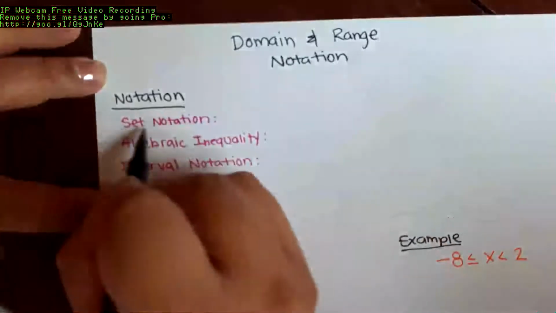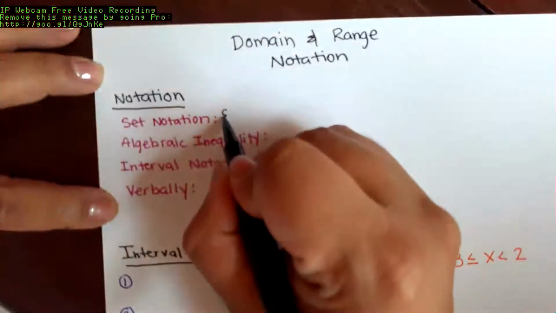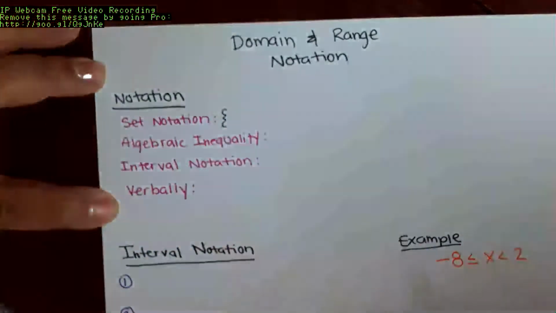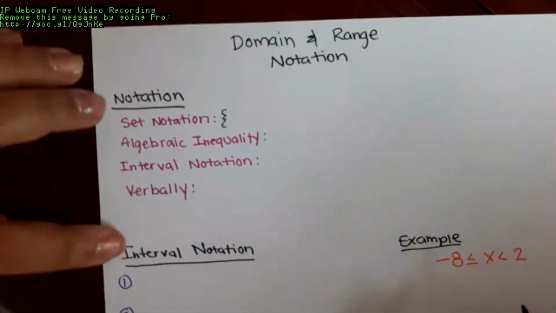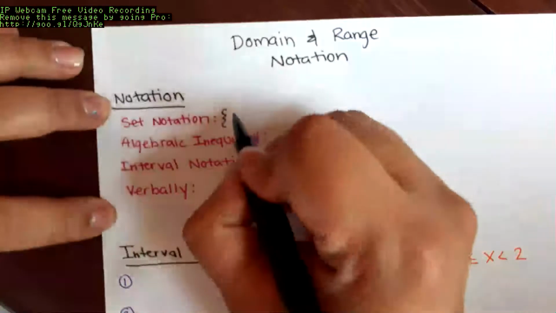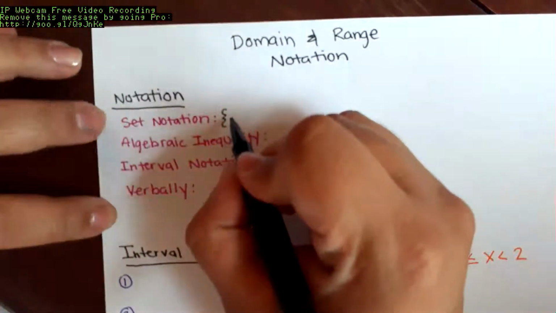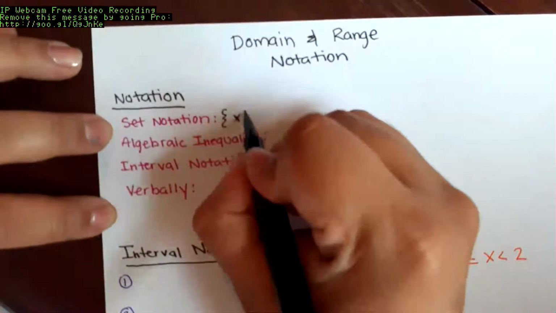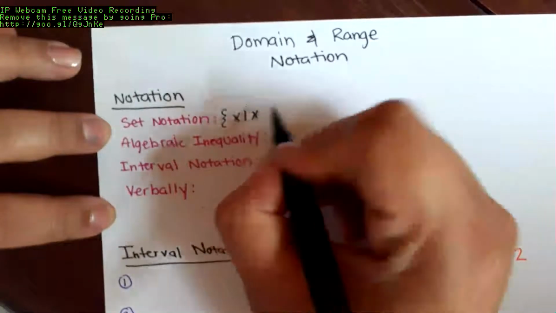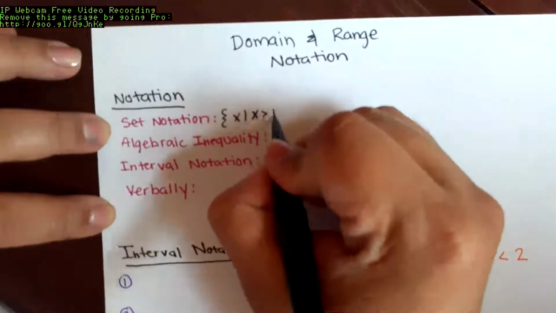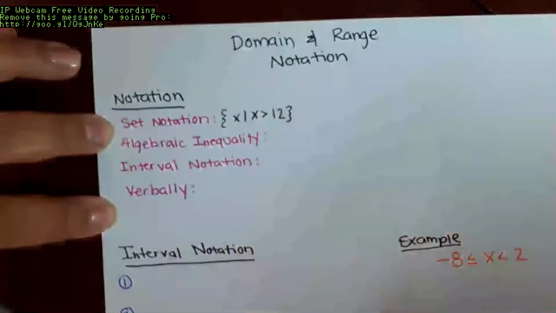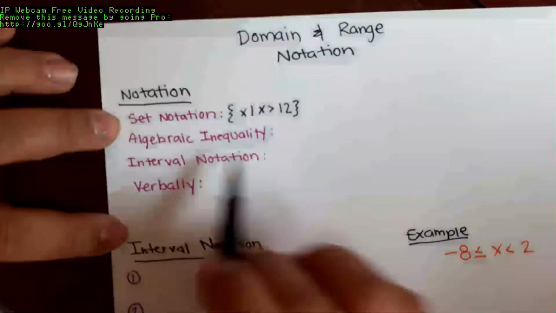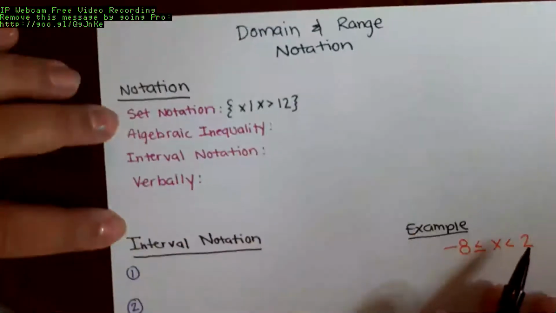So since we're talking about sets, we're always going to start and end with a curly brace. So in this case, say we're talking about domain, and I have an example of the set of all x such that x is greater than 12. And I'm going to close with a curly brace. So that's set notation. So remember, set notation has curly braces.